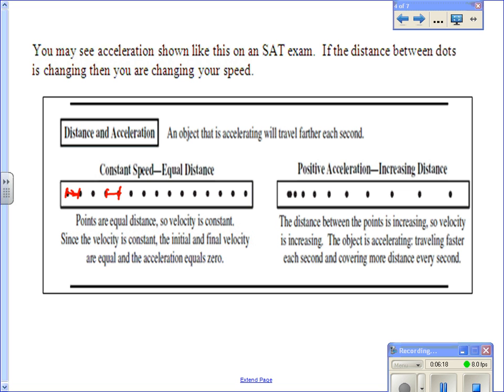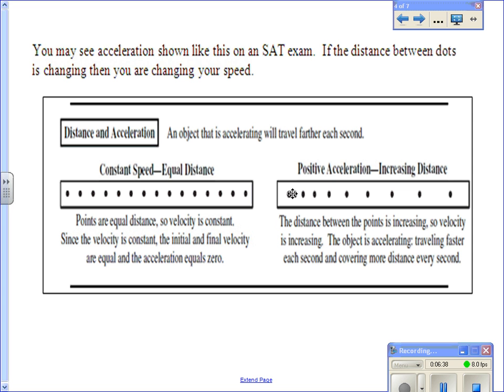It's just a tick going. So the ticks occur at an even rate, so the time is constant. So if the distance between the two is the same, then that means the speed is the same. If the distance changes between the dots, then that means you're changing your speed.